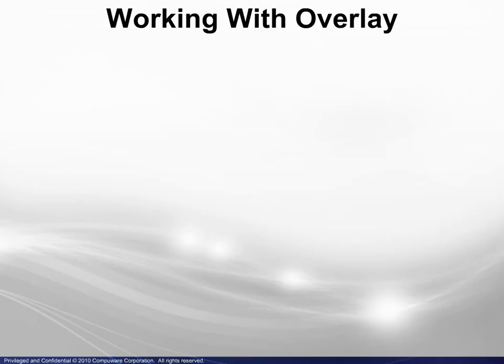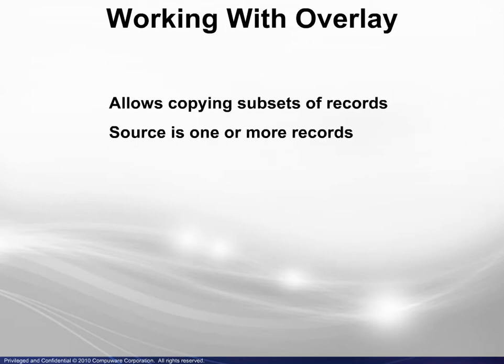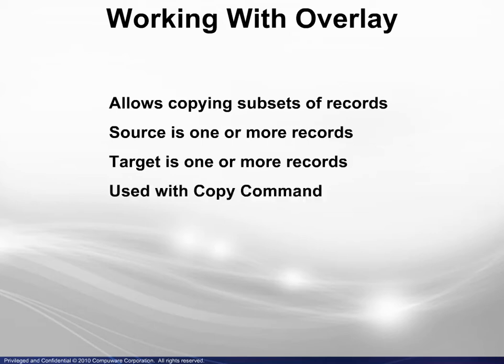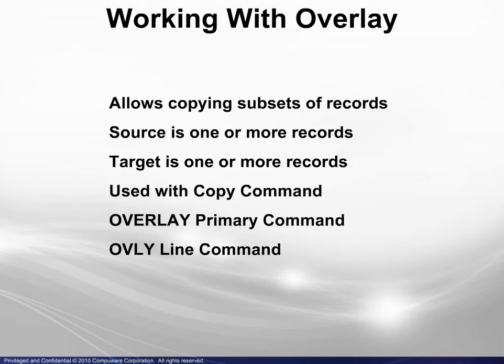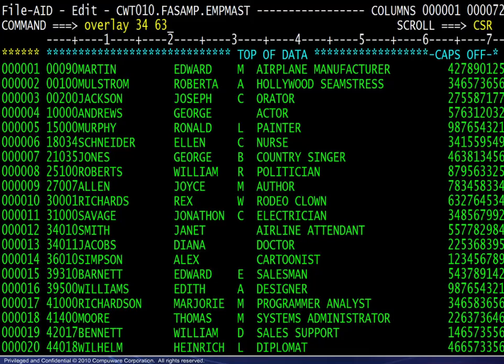Next, we will look at working with overlay. The overlay allows copying subsets of records to other records. When using overlay, the source may be 1 or more records, and the target also may be 1 or more records. Overlay is used with the copy command. There is an overlay primary command and an OVLY line command. Let's look at some examples.